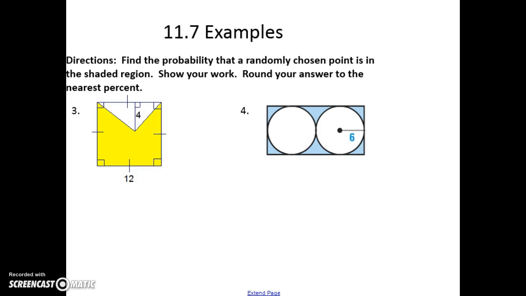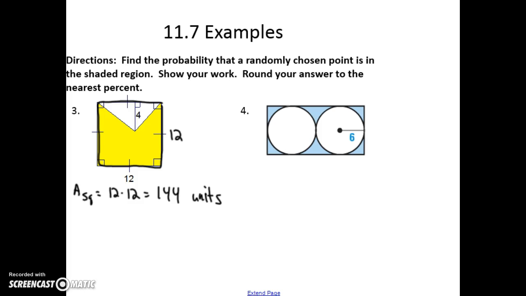So for these two, we want to find the probability that a randomly chosen point is in the shaded region. So first we've got to figure out the total area of this. And this is a square, so 12 by 12 gives me 144 units squared. So that's the area of the square, which is the total area. It's all possible outcomes.